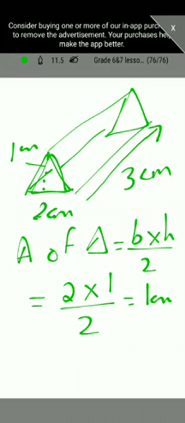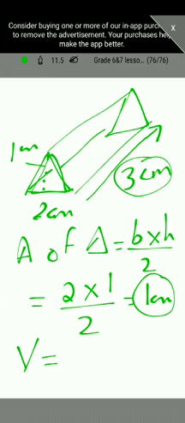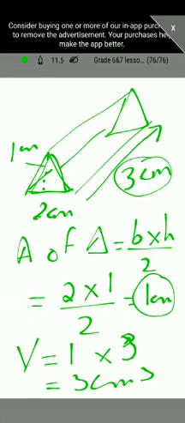So base area is 1 centimeter squared, and now you are going to multiply this base area, since you all know the formula for volume is base area multiplied by height of the prism. So height of prism is 3, and base area is 1 centimeter squared. So for volume you multiply 1 by 3, and your answer is going to be 3 centimeter cube. So volume is 3 centimeter cube.